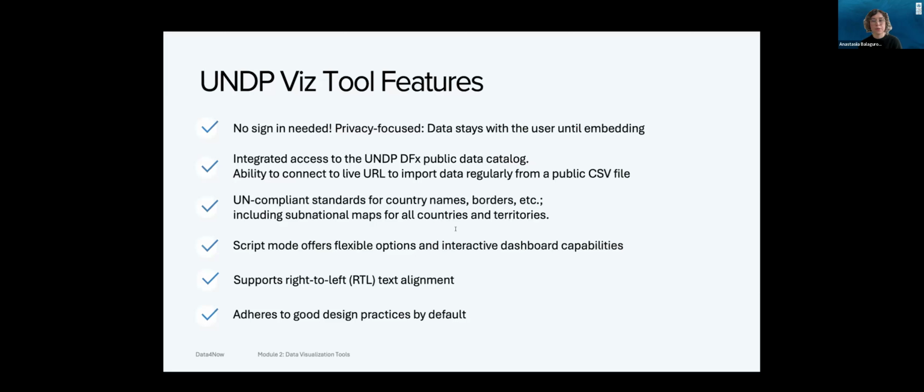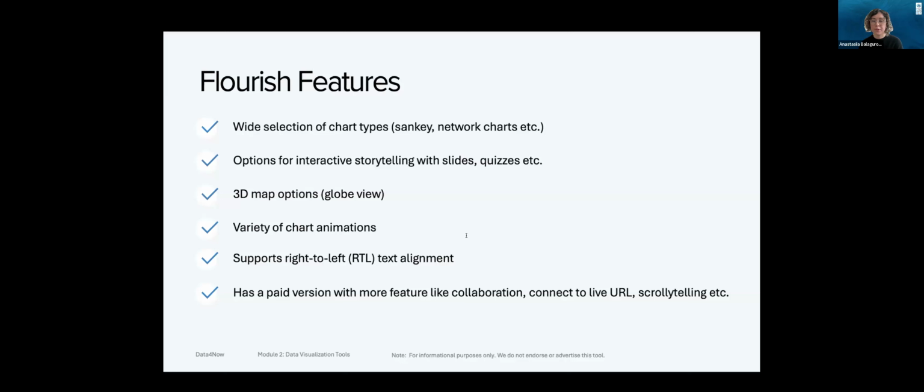And Flourish offers a wide range of chart types from simple visuals to 3D maps and animations. It also includes interactive storytelling options like slides and quizzes, which is great for engaging users with the data stories. The tool also supports right to left orientation, and there are even many more features and settings in the paid version of the tool.